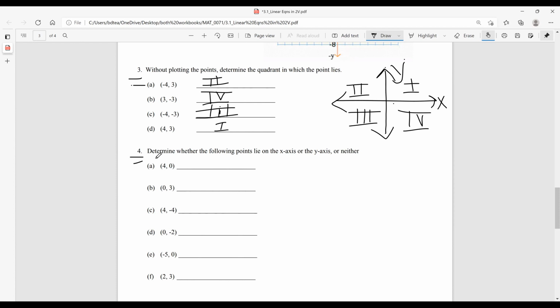Number 4, determine whether the following pairs lie on the x-axis, the y-axis, or neither. So really, we know that it's only on the axis if there's a 0 in the ordered pair. So for number C, you know this is neither because it doesn't have 0 in the ordered pair. And F is neither, N-E-I-T-H-E-R.